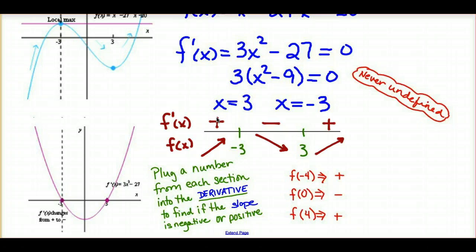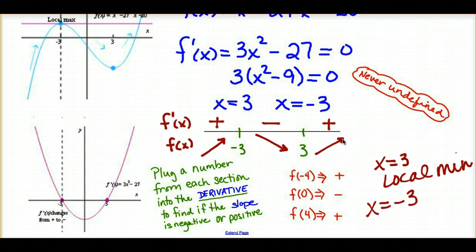So if you can imagine now, if we are increasing, first derivative is positive, and then decreasing, first derivative is negative, at x equals -3, we have a local maximum. Same over here. If I go from negative, which means I'm decreasing, to positive, which means I'm increasing, I'm going to have a local min. So we now know that x equals 3 is a local min, and we know that x equals -3 is a local max.